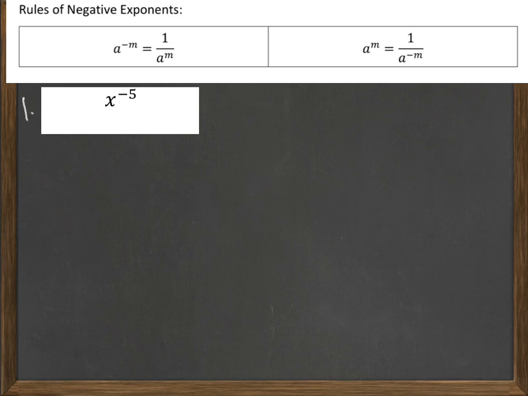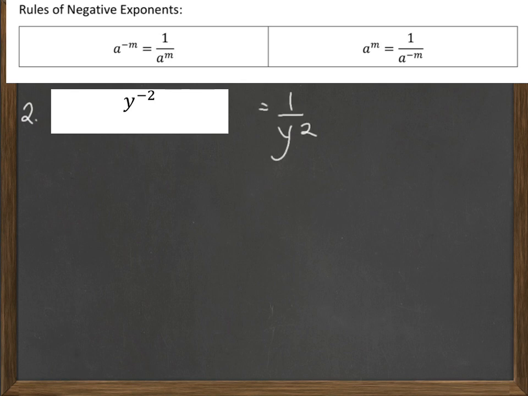So we have x to the negative 5th power. Again, this is a good time to pause the video, try these on your own, and then unpause it to see if you are correct. So pause the video and see if you can rewrite x to the negative 5th using these identities, these rules of negative exponents, and unpause it to see if you are correct. So I could rewrite x to the negative 5th power as 1 over x to the 5th power, and when I do that, I'm using this rule of exponents. Number 2, y to the negative 2nd power. So I can rewrite this as 1 over y squared, and when I do that, I'm using this rule of exponents here.